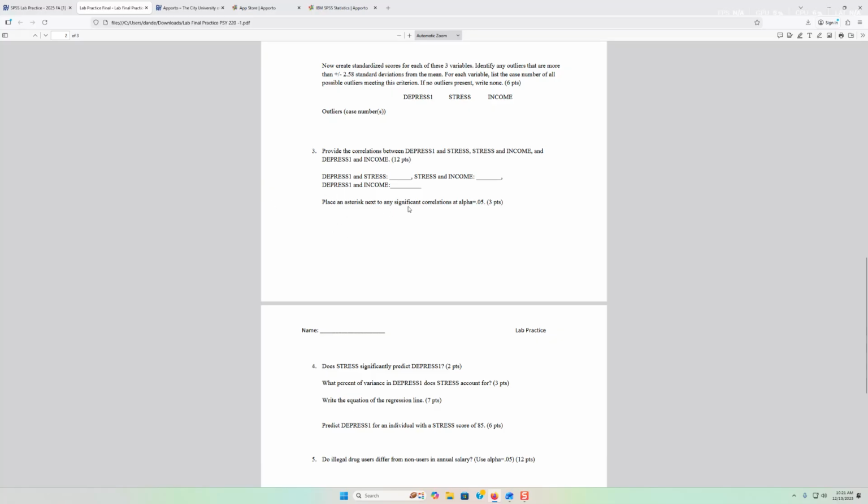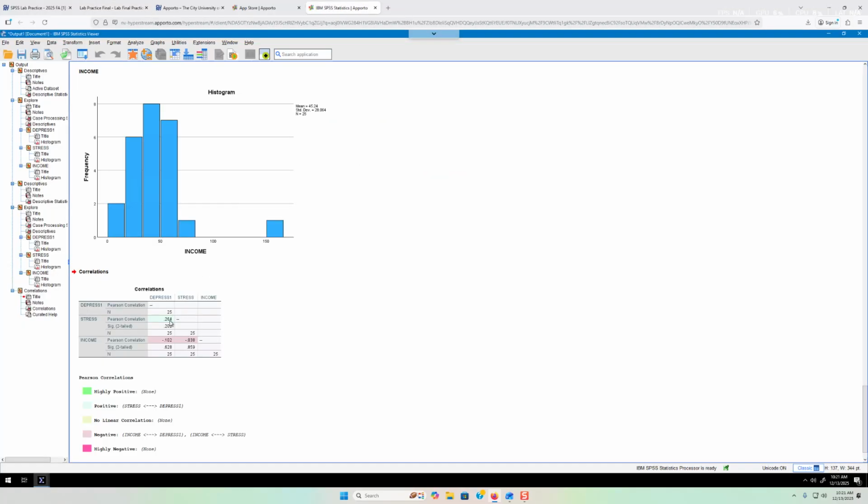So there'd be no asterisk next to either. Now, in SPSS, if there's significance, you're going to see an asterisk. SPSS will put an asterisk next to these things. But it doesn't do it here because these are not significant. So let's look at the next one.